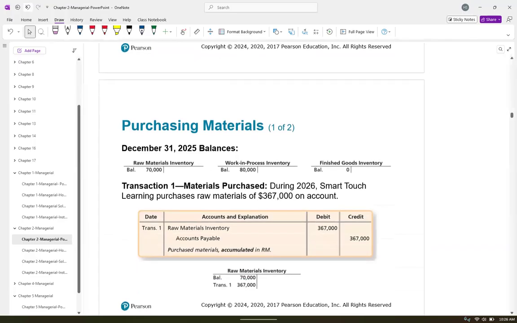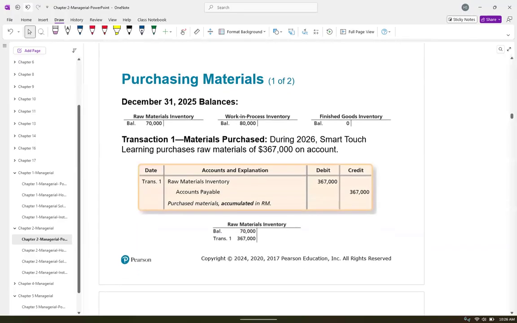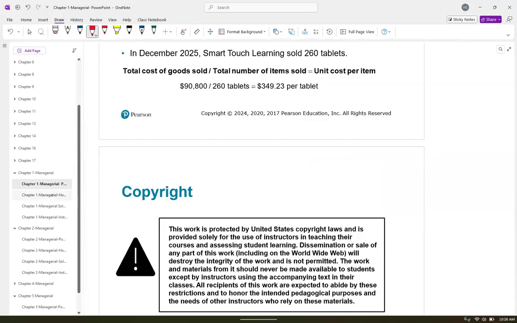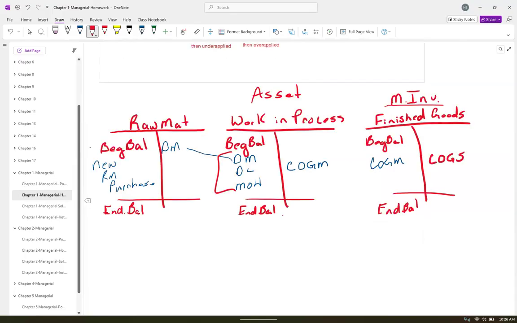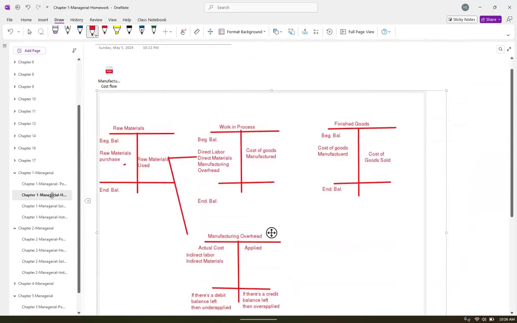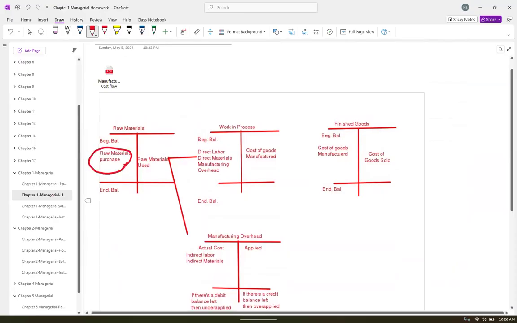So they give us one of our first transactions. They purchased materials during 2026. Smart Touch Learning purchases raw materials of $367,000 on account. We're going to debit the raw materials inventory, remember, that's our asset, and we're going to credit accounts payable. I'm going to jump back over here. We are right here with the new purchases, raw materials, new purchase right there.